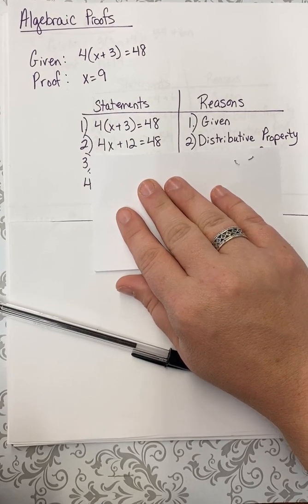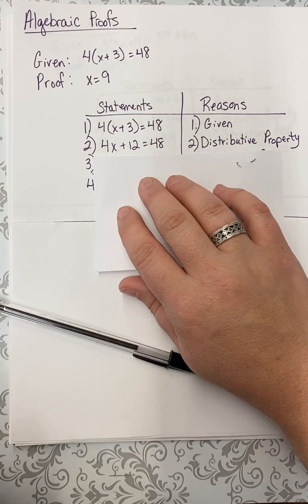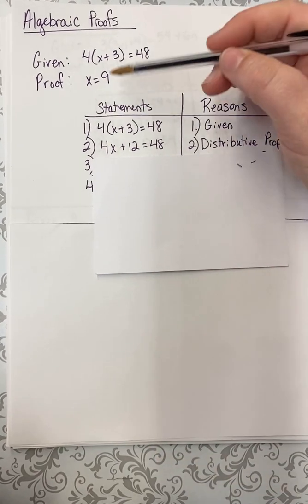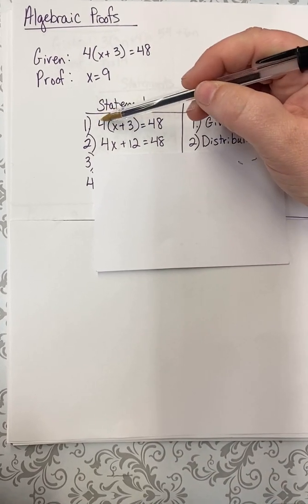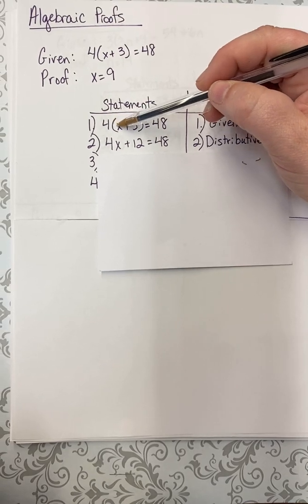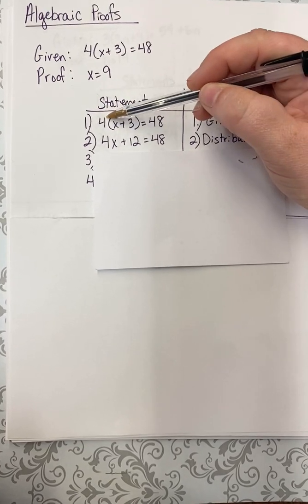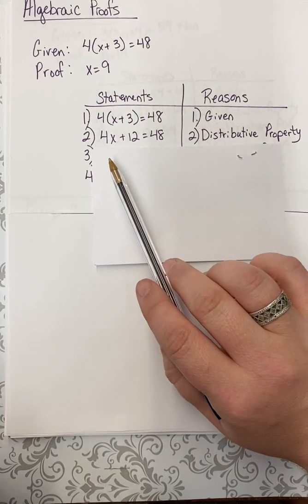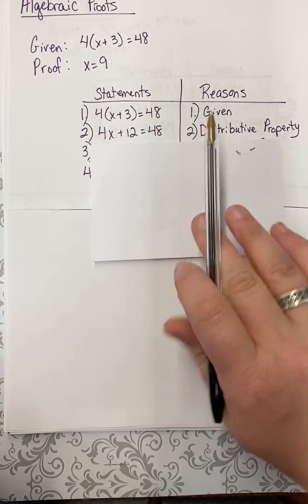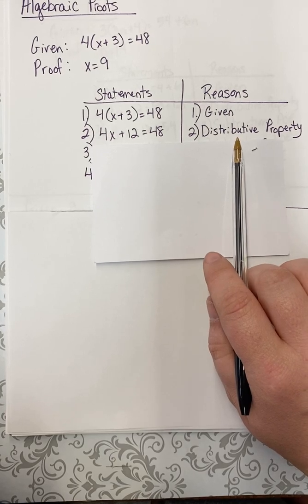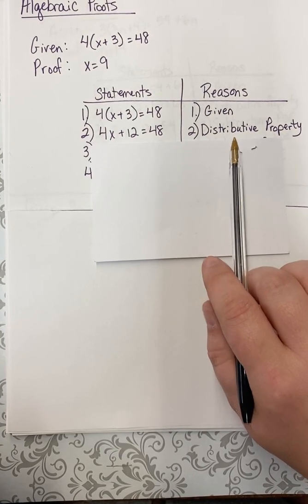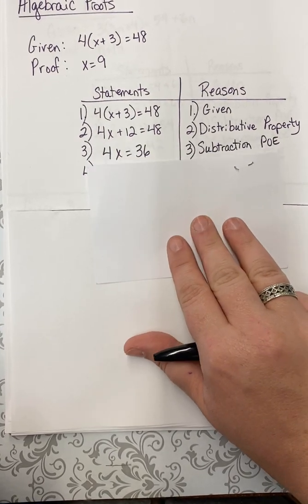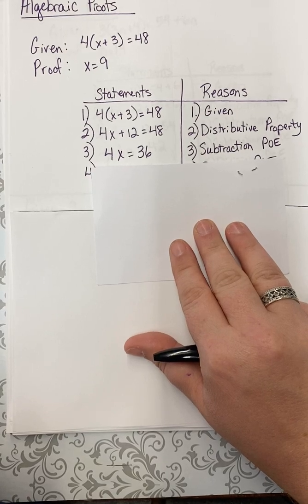Number 2, in this situation, the next step that we would do would be the distributive property. Distributive property is where you multiply the 4 outside of the parentheses by everything inside of the parentheses. So 4x plus 12 equals 48. And the reason is the distributive property. We're basically just stating the reason why we did that.